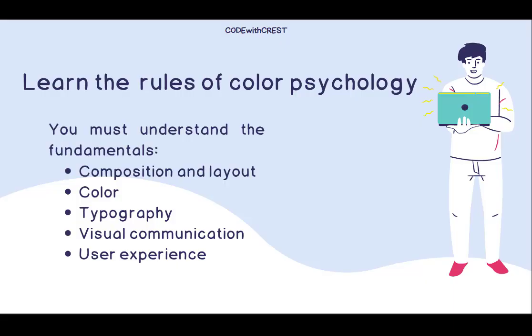So to have your designs done, you have to understand the psychology of color, and to do that you have to learn the rules of color psychology. What do I mean? You must understand the fundamentals, and it goes right down to understanding composition and layout, color, typography, visual communication, and user experience. This is just a free course which we organized to teach you how you can learn web design in 4 steps.